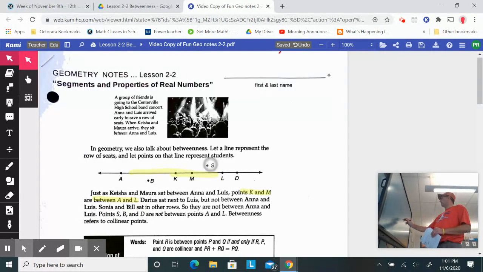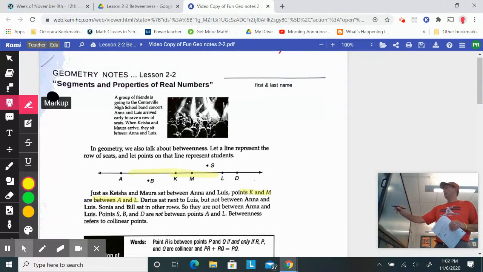And it also talks about how they're not between Anna and Luis, Sonia and Bill. So Sonia is here and Bill is here. Notice they're not between, even though it might look like it, because they're not on the same line. They have to be collinear. That's another key point here. So to be between, they have to be on the same line. They have to be collinear.